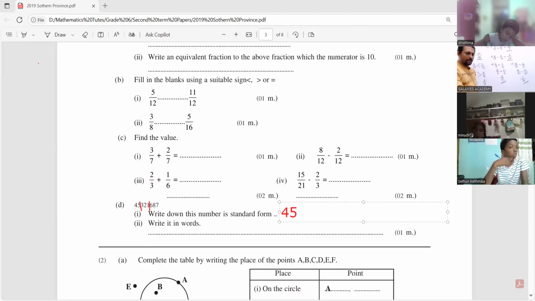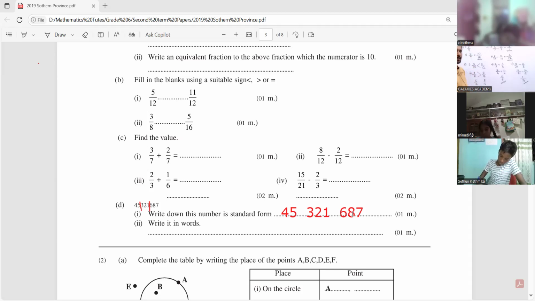First period 45, then space, 321, space, 687. Then the next part given, write in word form. The last period should be unit period. This period should be thousands period. This one should be millions period, no? So first you have to write the digit, the number of the period, 45.